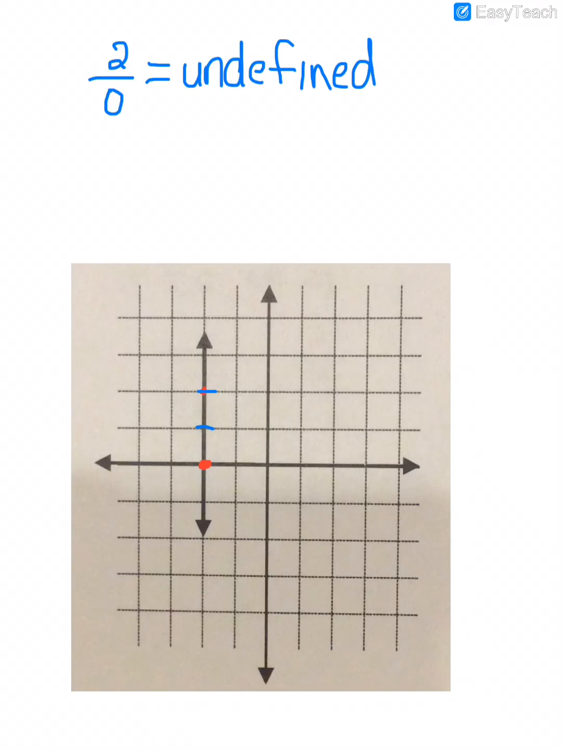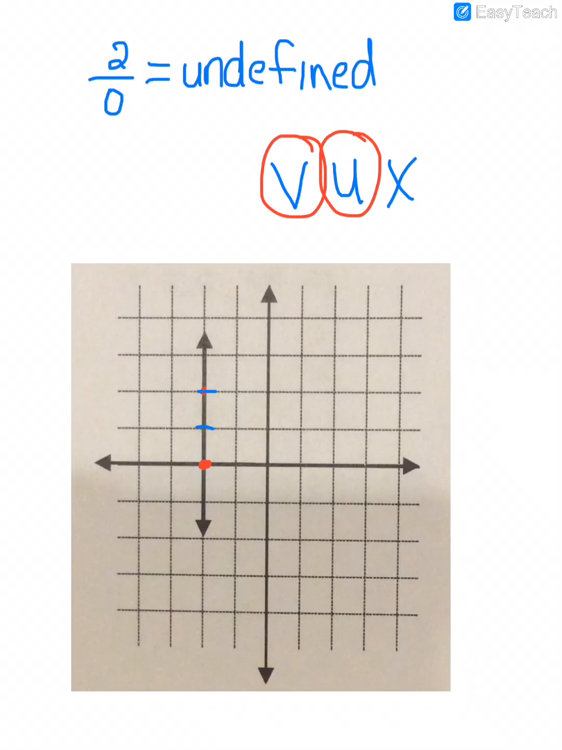But again, from my Hoy-Vux trick, Vux says that all vertical lines have a slope that's undefined. So if your line is vertical, the slope will be undefined.